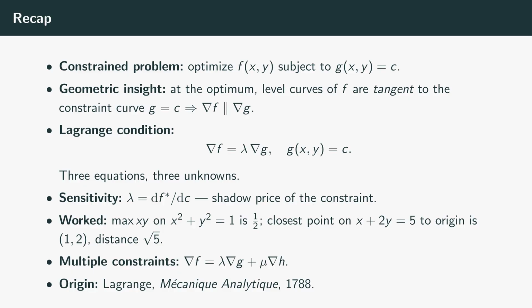Multiple constraints generalize cleanly. The gradient of f equals lambda times the gradient of g plus mu times the gradient of h. And the whole method goes back to Lagrange's 1788 Mécanique analytique, where it was invented to handle constrained variational problems in classical mechanics. Next episode, we leave optimization entirely and start integrating functions of 2 variables over regions in the plane. That's double integrals.